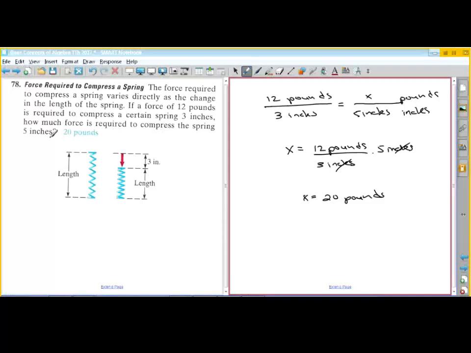Now, the other way you could do it is you could do inches to inches. So I could say, 3 inches is to 5 inches. And then when I make my second ratio, I put the corresponding pounds to whatever is over here. So 3 inches was 12 pounds, so I put that in the same relative position, which is in the numerator.